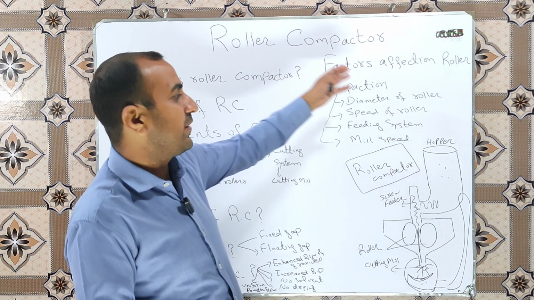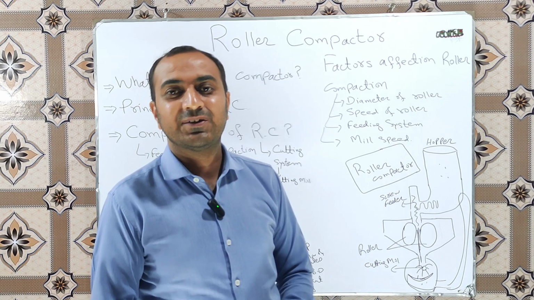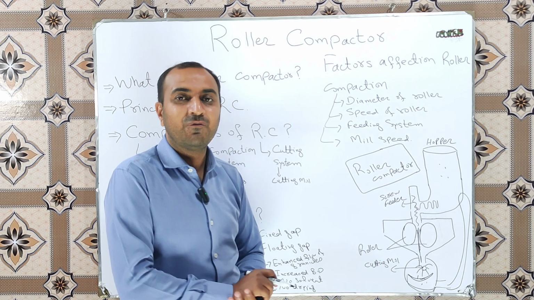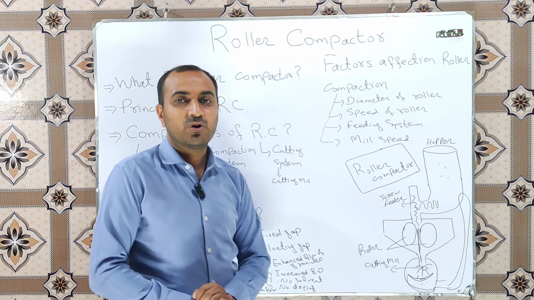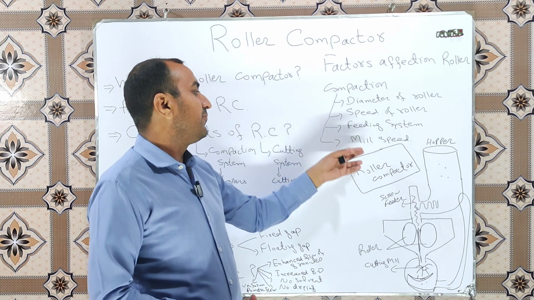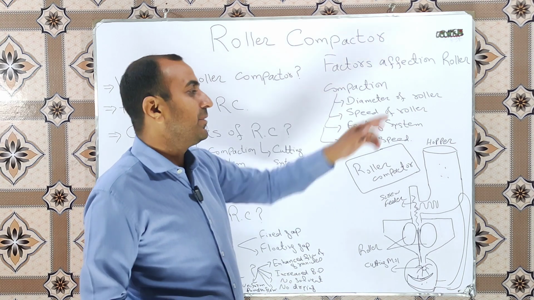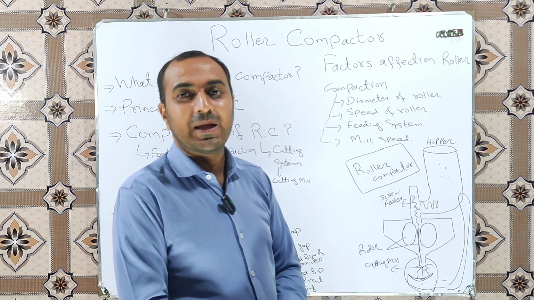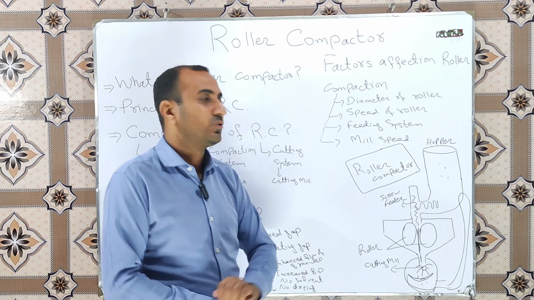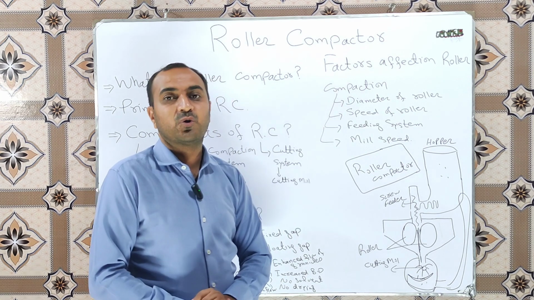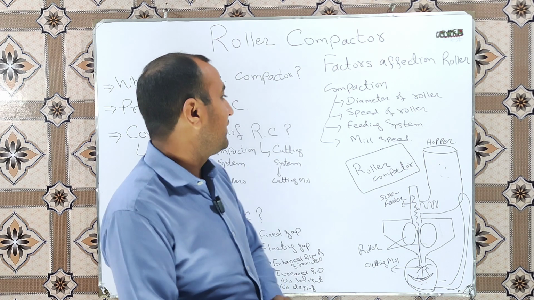Next one is the factors affecting roller compaction. Mean which are the factors which affect the process of roller compaction. These are diameter of the roller, speed of the roller, feeding system, and mill speed. First one is diameter of roller. The amount of pressure applied by the roller compactor is directly proportional to the diameter of the roller. If the roller diameter is large, more pressure will be exerted.